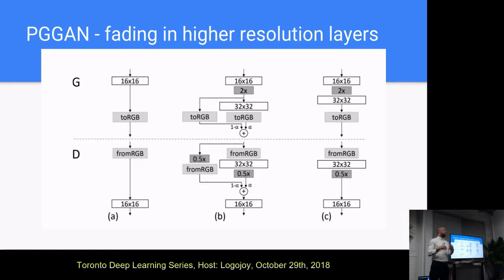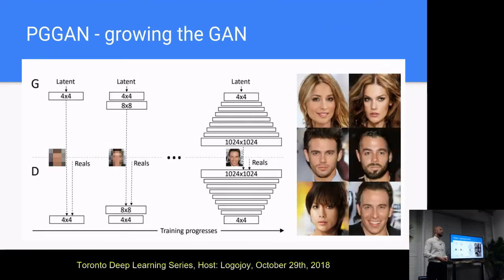I mentioned that new layers fade in, and this is just a clarification on the previous slide. Do you need to keep the model which you're building and stacking on top of each other, or is each layer independent from the previous layer?